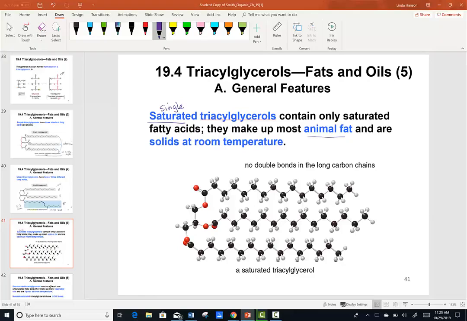So here is a triacylglycerol, and it's saturated because nowhere in those carbon chains do I find a double bond. All single bonds mean that it is a saturated triacylglycerol, and the origin for saturated fats is animal fats, lard, things like that. And you'll see that they're solids at room temperature.